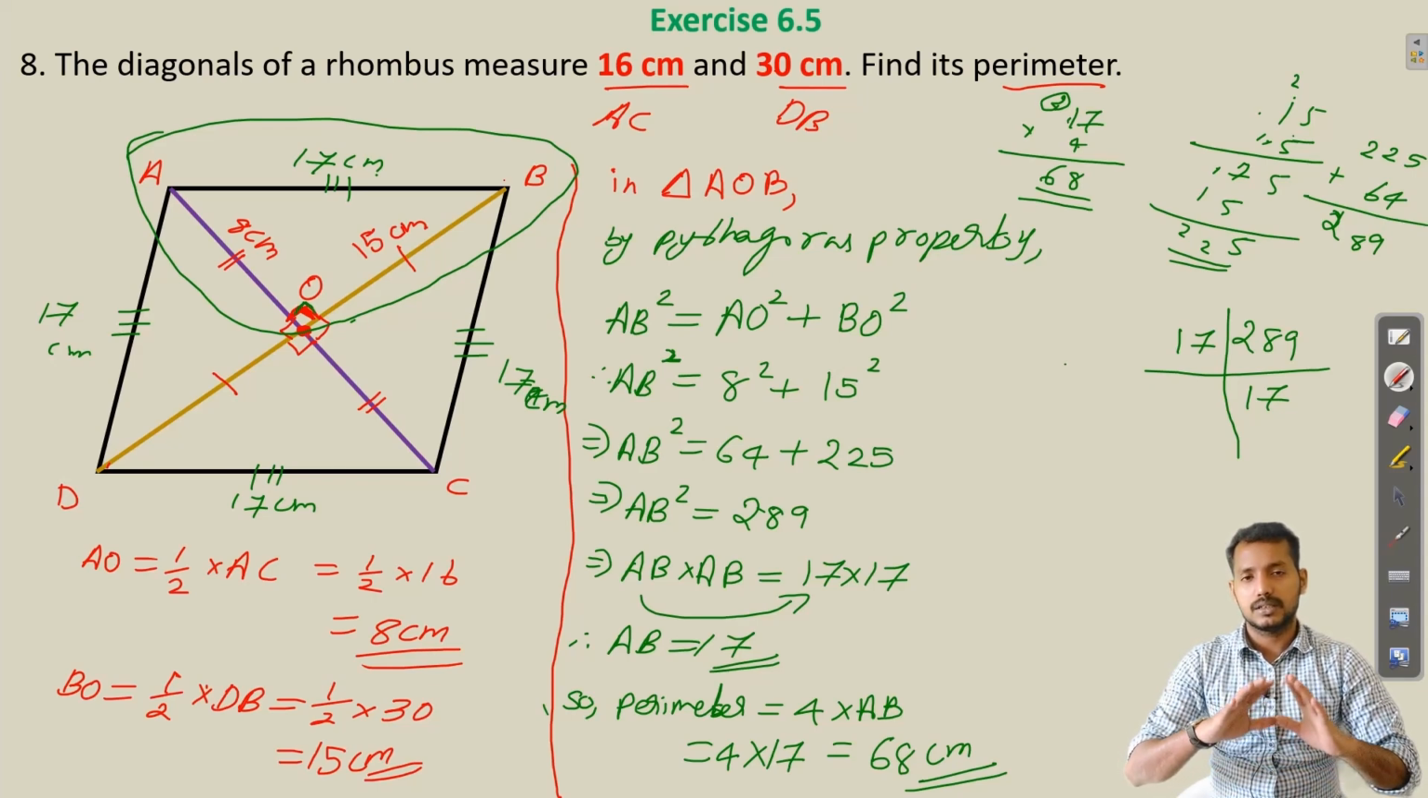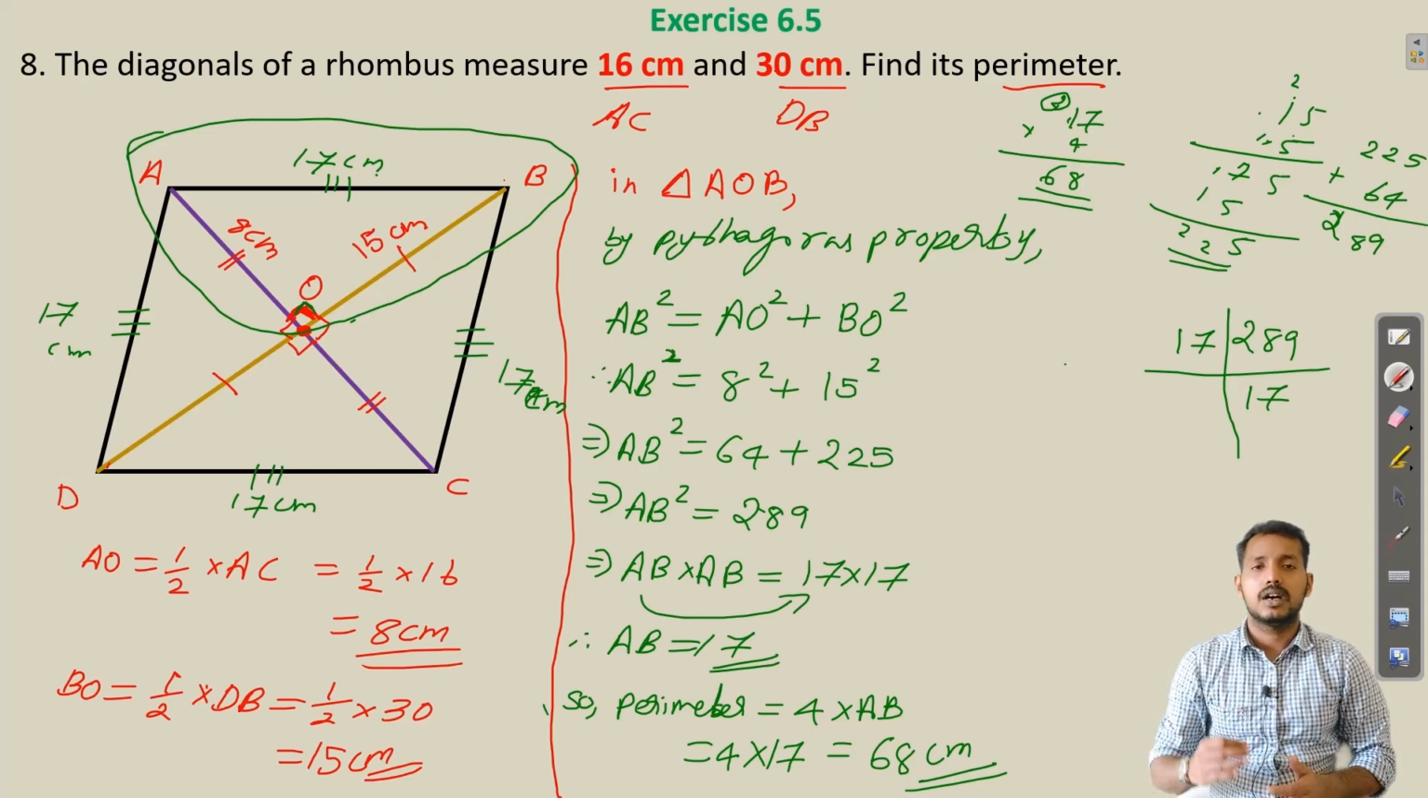Now we have solved some questions by applying the Pythagoras property. So we have completed chapter number 6. In the next video, I will come with another chapter.